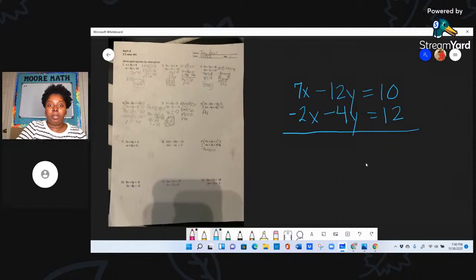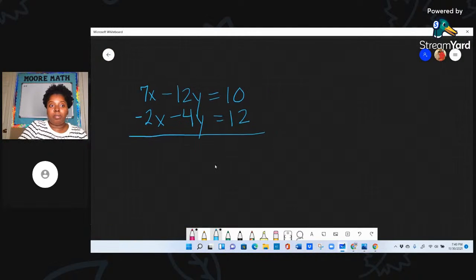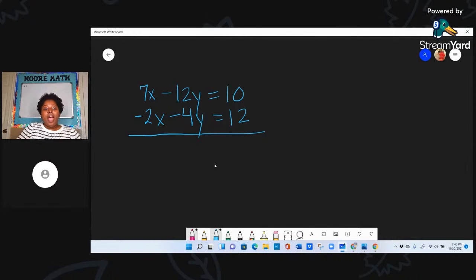Here's where it gets a little bit difficult. All right, this will do. Okay, so let's get started. Tell me which one you want to eliminate. The x or the y's? The x. Okay, so to eliminate the x, I need opposites.